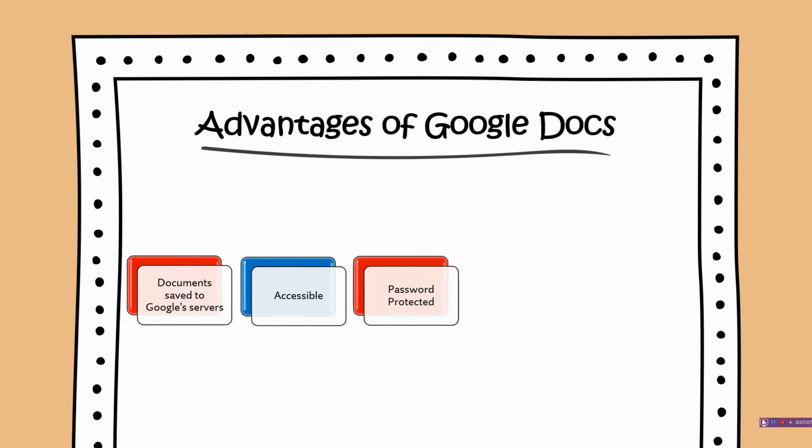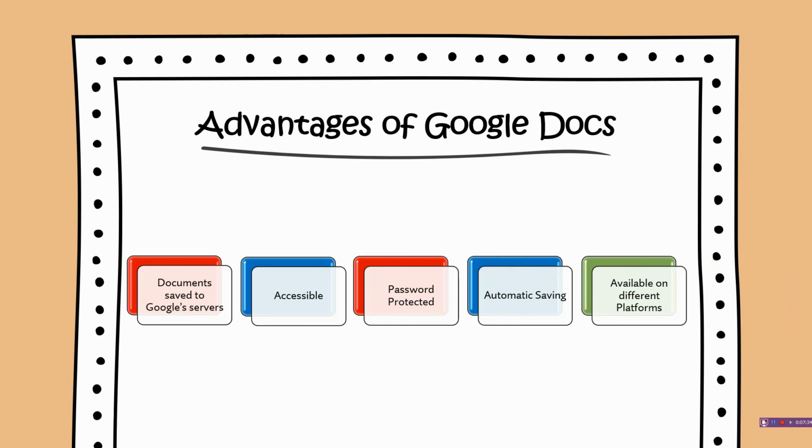Next one is password protected. Yes, all the files are password protected. So security issues are eliminated somewhat. Next is automatic saving. The Google Docs automatically save the file while you are typing. And Google Docs offer the feature of allowing people to view past edits also. So whatever edits you do, it just automatically saves to your Google Drive.